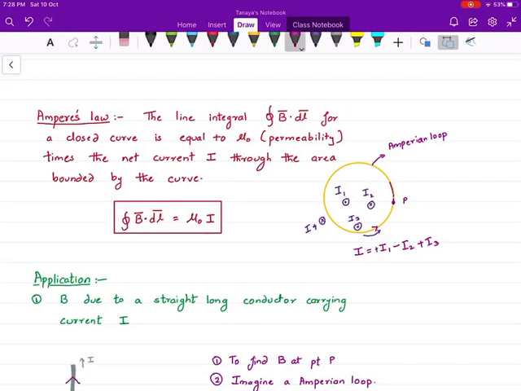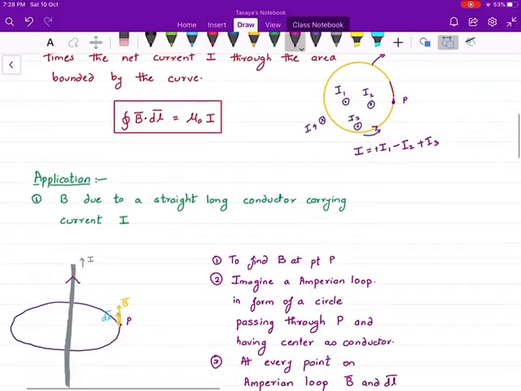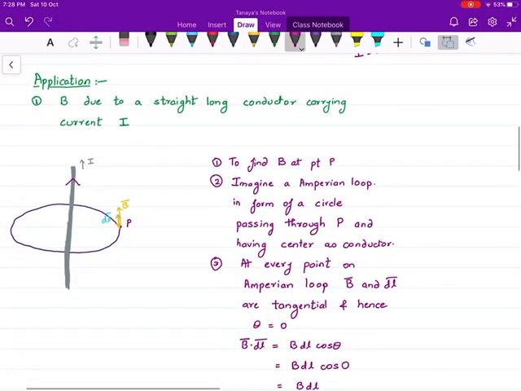Okay, so now let's see the first application, where we have to find the magnetic field due to a straight long conductor carrying current I. So we have this conductor which is carrying current I in the upward direction.